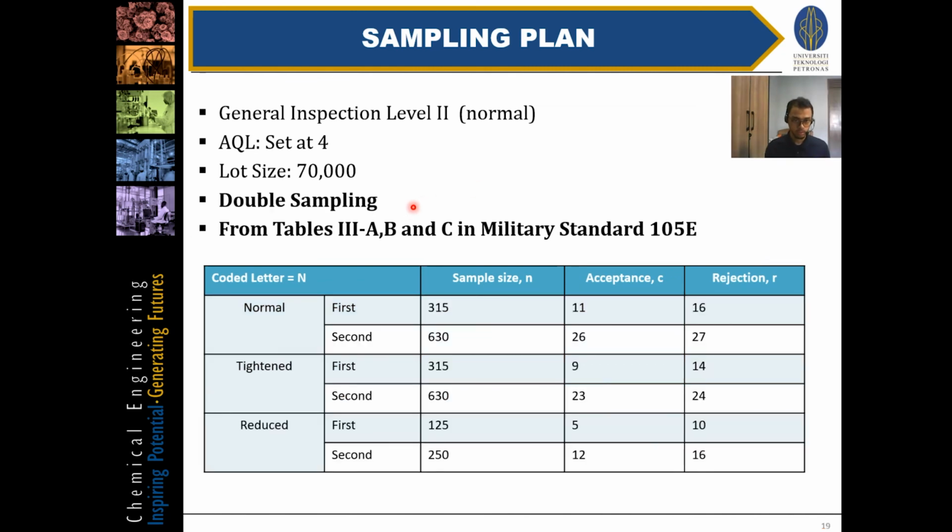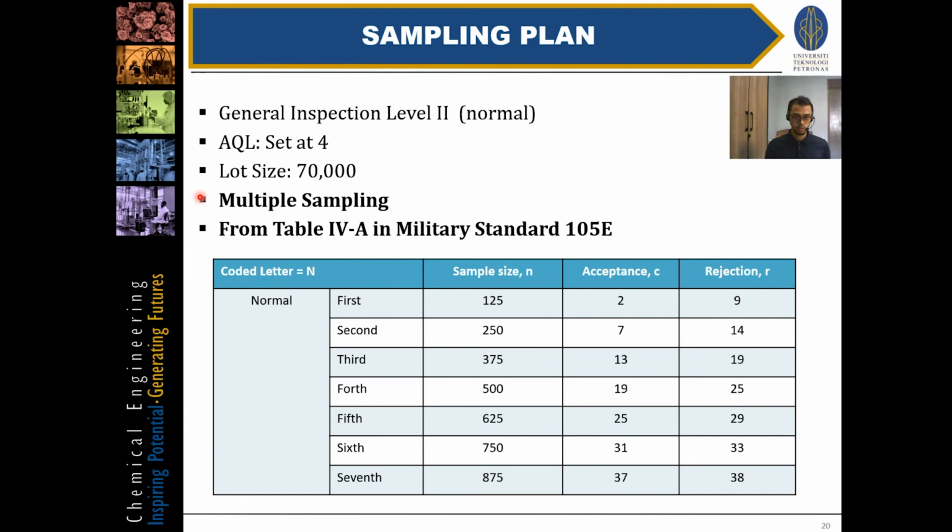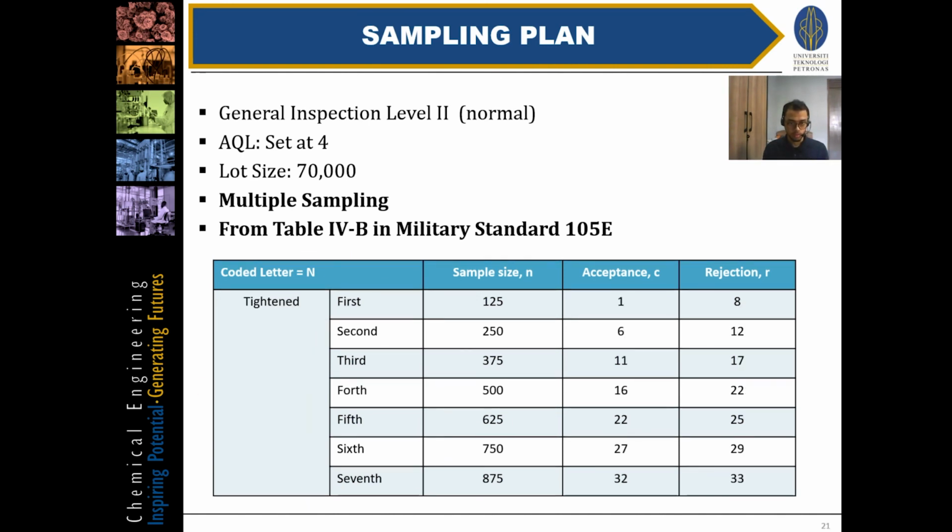Here we see the double sampling plan for the same conditions taken from tables 3A, B, and C. You can see there's the criteria for first and second sample for normal, tightened, and reduced inspection. Further moving on, for multiple sampling with a normal inspection taken from table 4A, we see the criteria for first up to 7 samples. The same for multiple sampling and a tightened inspection taken from table 4B. You can see criteria of first to 7th. And finally, for multiple sampling at a reduced inspection taken from table 4C, the conditions are listed here.